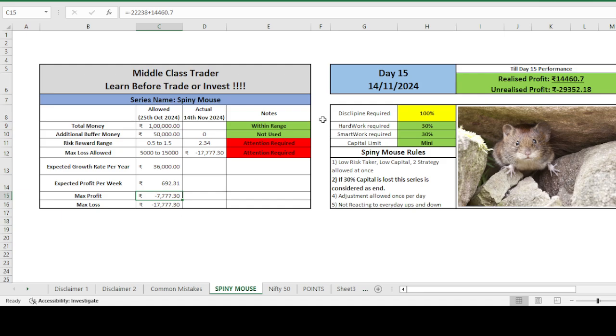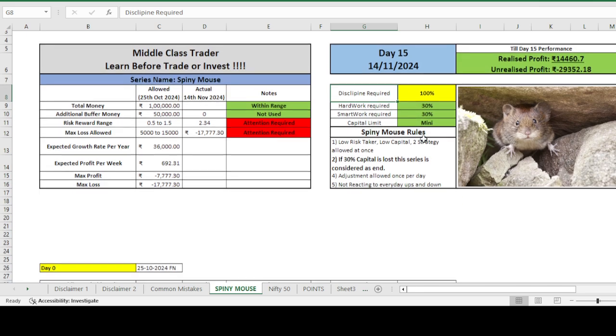Day 15, we have completed 15 days, and realized profit is 14,460 rupees, and unrealized is minus 29,352. I will let you know what happened in these days and what went wrong. Discipline is required, and these are all we need to follow.